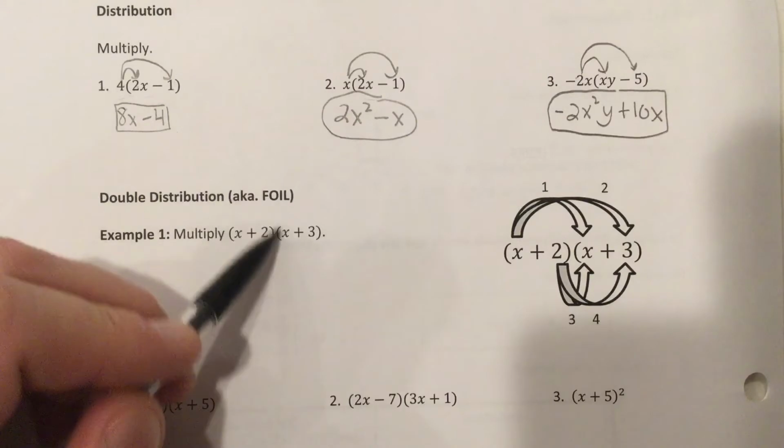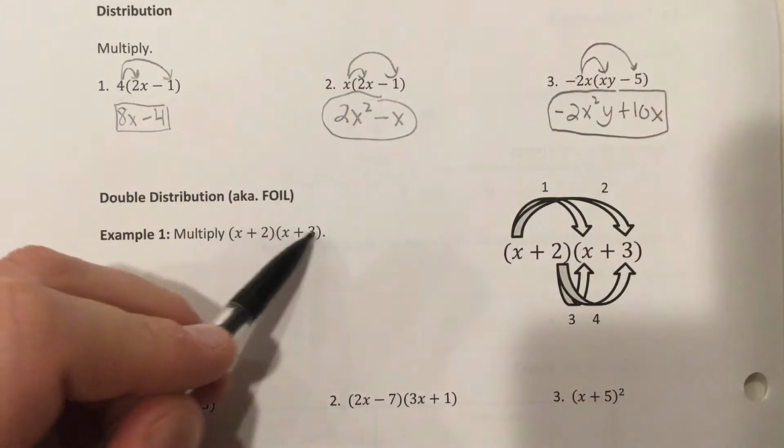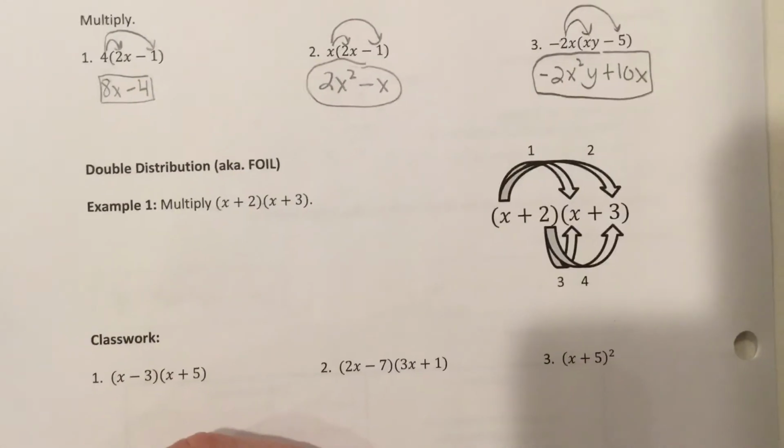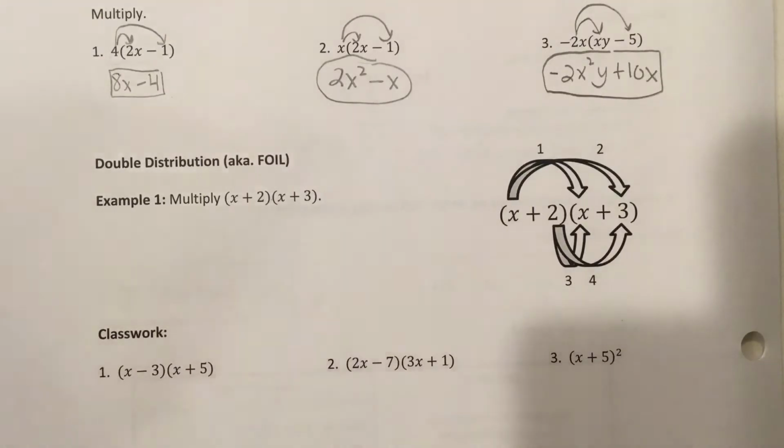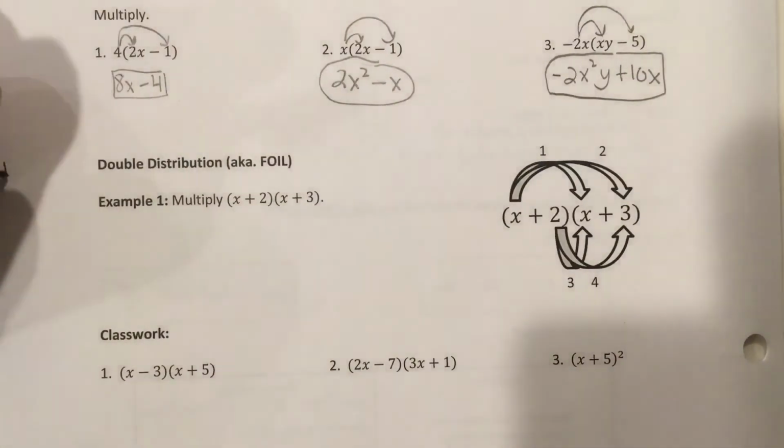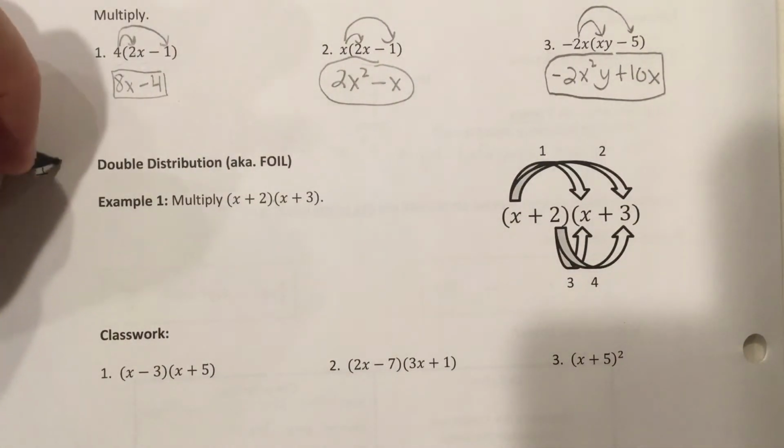This is 2 terms times 2 more terms. We call those binomials times a binomial. Binomial means 2 terms. So when I'm doing a binomial times a binomial, you can either do double distribute or FOIL. If you remember the acronym of FOIL, it's up to you.